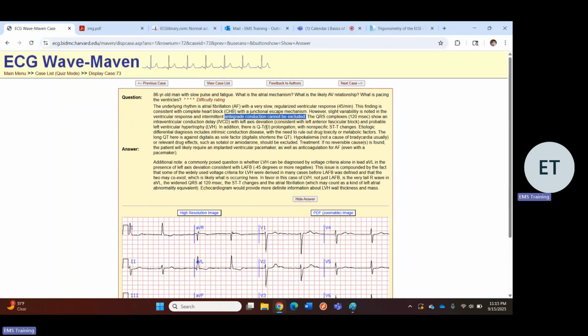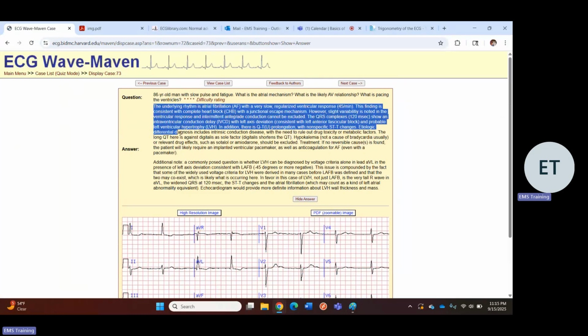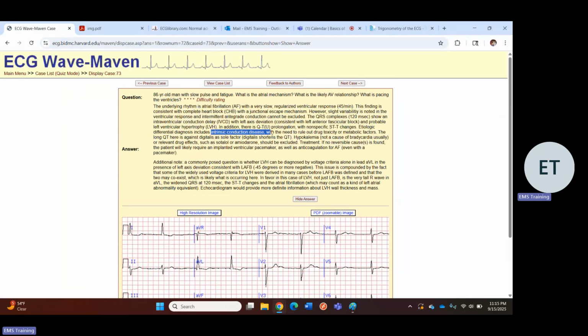In addition, there's a QT U wave prolongation, nonspecific ST-T changes. Etiologic differential diagnoses include intrinsic conduction disease with a need to rule out drug toxicity or metabolic factors. The long QT here is against digitalis, because digitalis shortens the QT. We did talk about digitalis toxicity. Hypokalemia, not a cause of bradycardia usually, or relevant drug effects such as sotalol or amiodarone should be excluded.